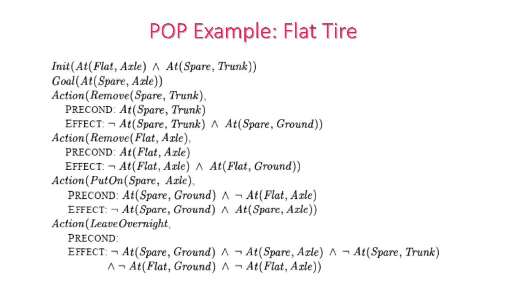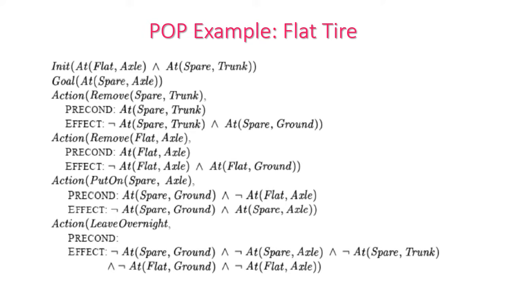Here the initial state is flat tire at axle and spare tire at trunk. The goal state is spare tire at axle, the car axle. And there are four actions. First one is the spare tire should be removed from the trunk, the second action is the flat tire should be removed from the axle, the third action is spare put on axle, and the fourth one is leave overnight.